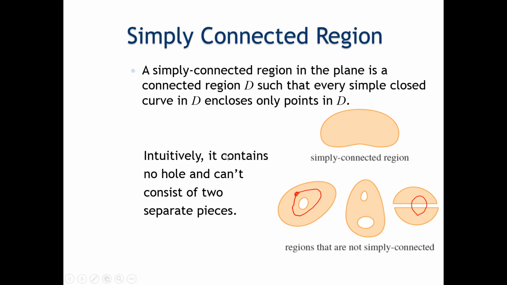Okay, so intuitively it contains no hole. A simply connected region is a region which contains no hole and cannot consist of two separate pieces. Okay, so a simply connected region looks like this.